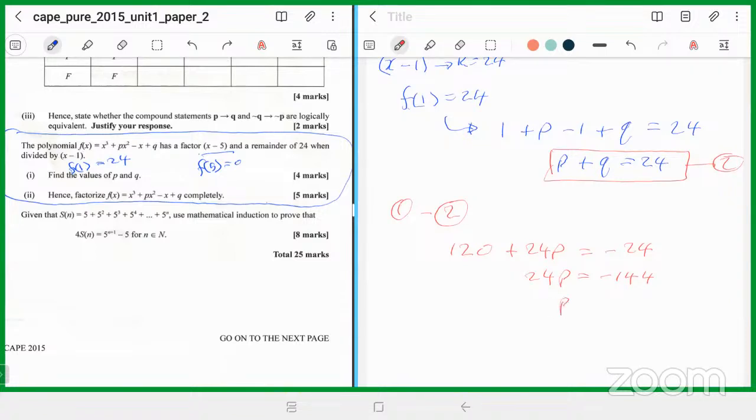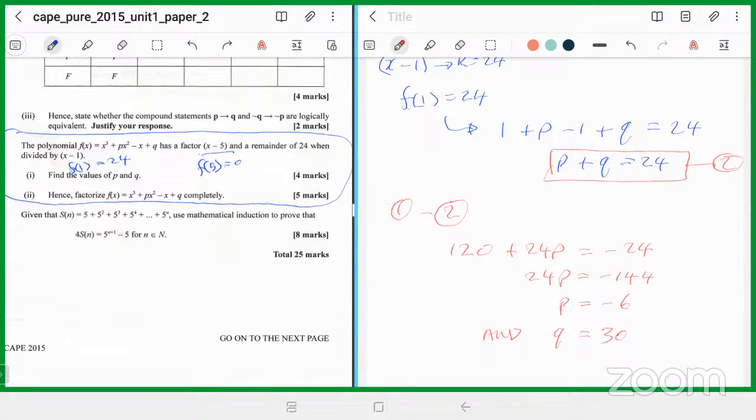So p equals negative 6. And if p equals negative 6, and I put the negative 6 for p right there, then q equals 30, because the negative 6 can come over here, so I add to the 24. So q equals 30. That is it, that's a p and a q.